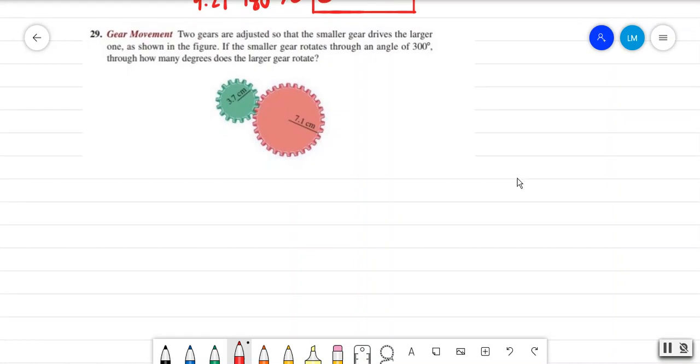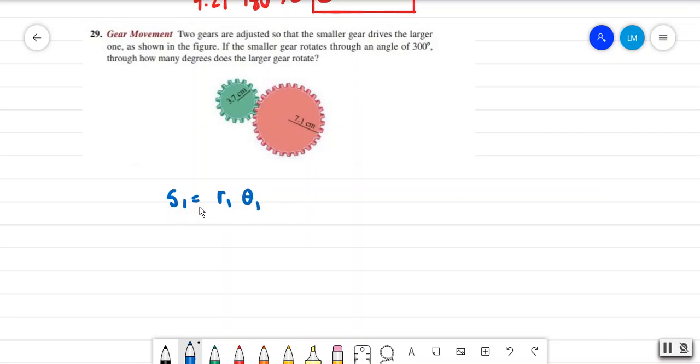Now, this next example is pretty much a classic example of figuring out, as one gear rotates, the other rotates as well. So two gears are adjusted so that the smaller gear drives the larger one, as shown in the figure. If the smaller one rotates through an angle of 300 degrees, how many degrees does the larger gear rotate? So essentially, you have to break it down.